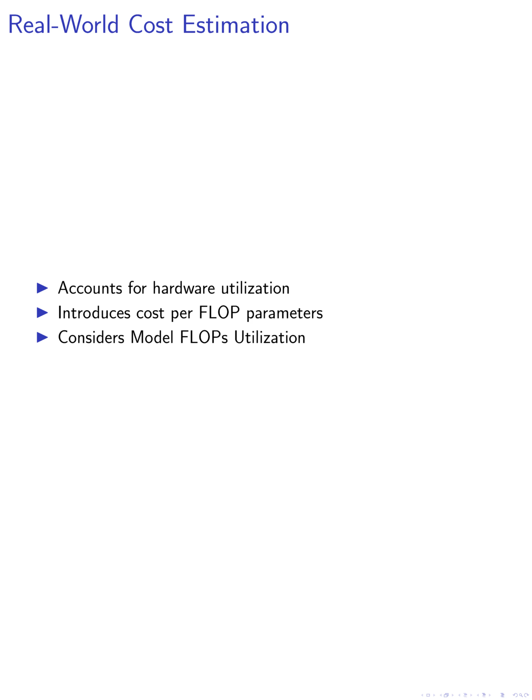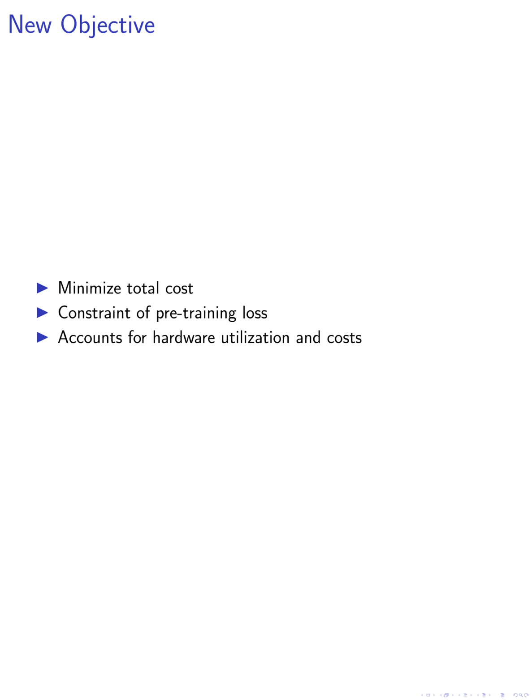utilization. We introduce parameters for training and inference cost per flop, CTR and CINF, and consider the training, inference input, and inference output MFUs, model flops utilization. Our new objective is to minimize the total cost of training and inference under the constraint of pre-training loss. We use the approximations for flops for transformer models and account for heterogeneous hardware utilization and costs.